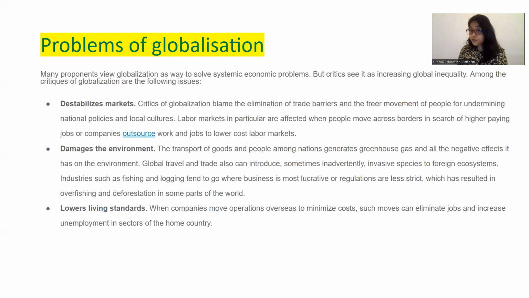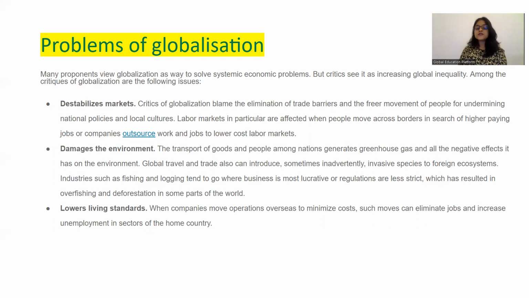Okay. And then the third point, like I just explained, lowering living standards. To some extent, of course, it's going to improve the living standards. But however, there is a lowering of living standards too. Let's look at the lowering of living standards. So when companies move operations overseas to minimize cost, such moves can eliminate jobs and increase unemployment in sectors of the home country.